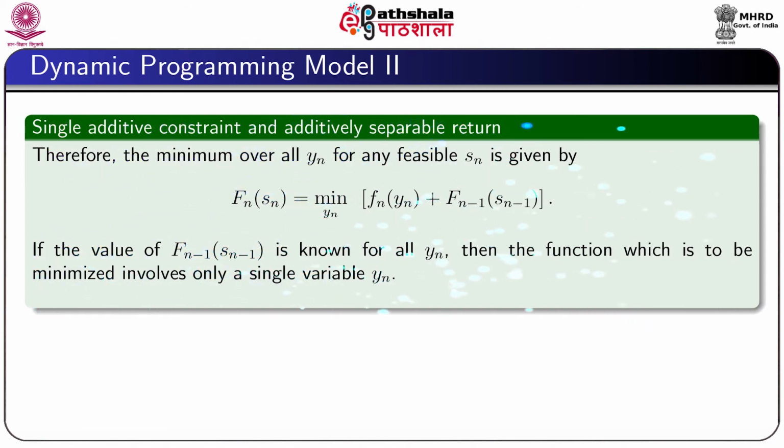Therefore, the minimum over all yn for any possible sn would now become capital Fn(sn) equal to minimum of fn(yn) plus capital Fn minus 1(sn minus 1), where the minimum is taken over yn. If the value of Fn minus 1(sn minus 1) is known for all yn, then the function to be minimized would involve only a single variable yn, and this minimization can be done by using any simple method.